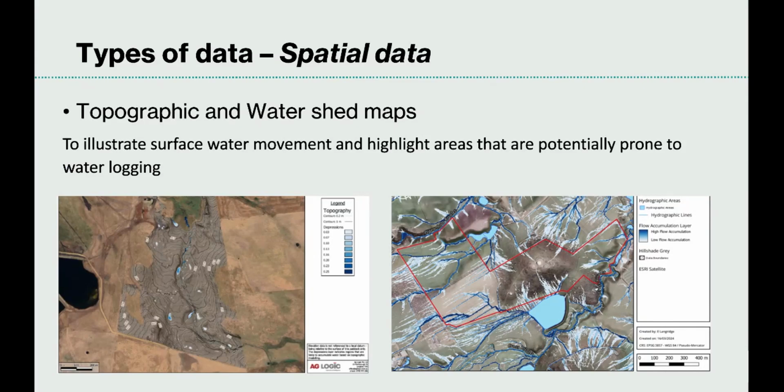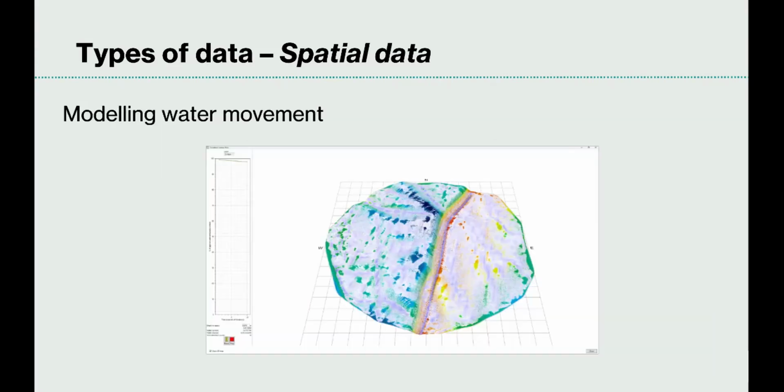Topographic maps are a great place to start for water management. Topography means the shape of the land, and 3D digital models of topography are great for demonstrating surface flows and depressions in the paddock where water is most likely to accumulate and waterlog. Watershed maps are especially great for visualising surface water flows. These maps show natural drainage paths based on topography.